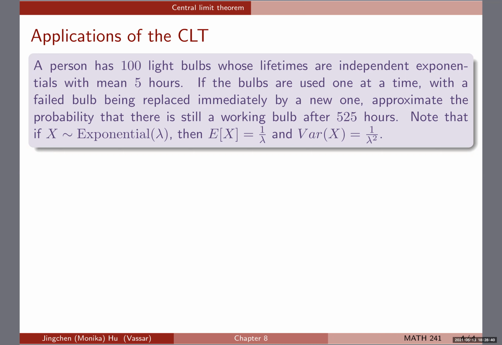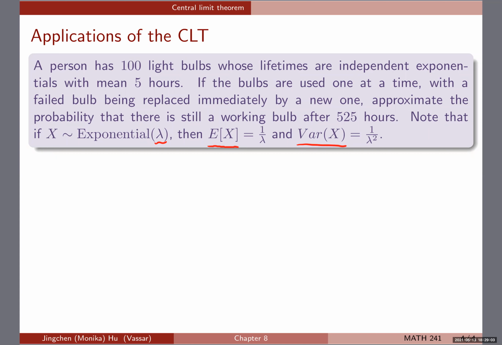Here again, we didn't get the chance to talk about the exponential distribution in class, but I think in many exercises you have encountered it. Here I'm including the main information that you need. If X follows the exponential distribution with parameter lambda, then the expectation of it is 1 over lambda, and the variance of it is 1 over lambda squared.